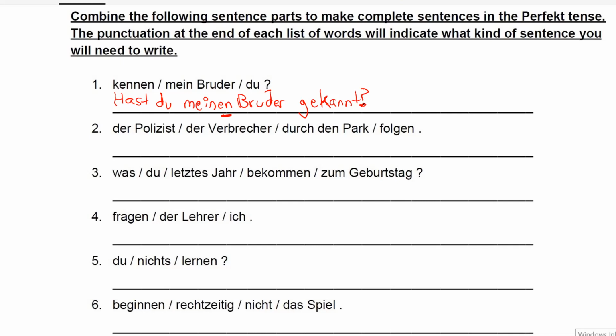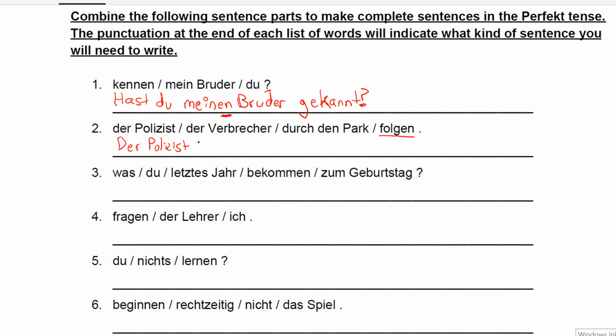Next up, we have the verb folgen. And first of all, don't forget that folgen is a dative verb. So whichever one of these two we use as the indirect or as the object of the sentence, that one is going to be dative. This time we have the police officer and the criminal. We're going to assume that the police officer is following the criminal and not the other way around, because that would just be weird. So we have here der Polizist. And then the past participle would be at the end for folgen.